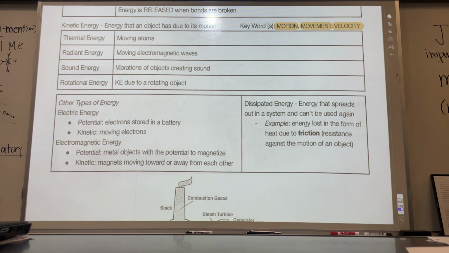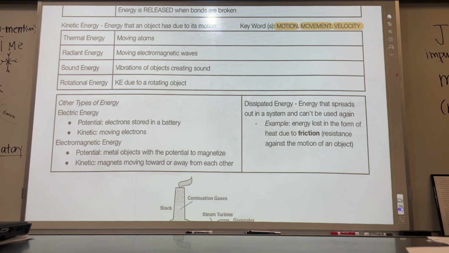Sound energy is a mechanical wave that exists in the vibrations of the molecules in the air. So when you speak, you actually are vibrating the air molecules around you, and that creates sound. Okay, we'll talk about that in the unit on waves. And then finally, a specific type of kinetic energy is rotational energy, and that's just specifically an object's rotating. The motion is just a rotational motion, and it's just rotational kinetic energy. So that's it. There's other types of energy down here. So there's electrical or electric energy. They're the same thing.